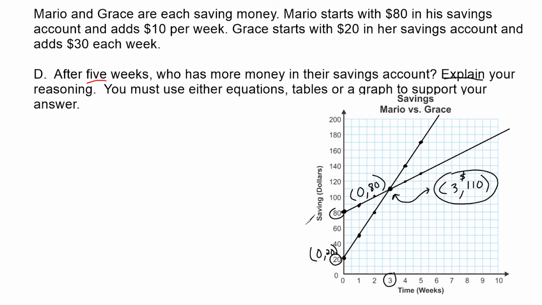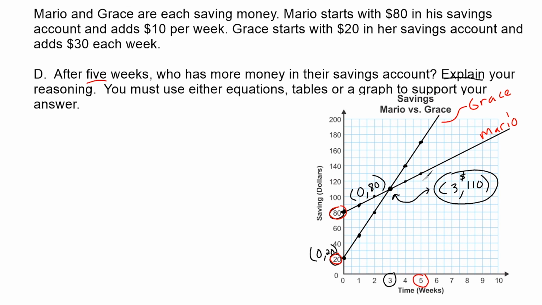All right, to compare to see who has more money using the graph after 5 weeks, the first thing we have to do is make sure we know what line represents which individual. And this line right here represents Mario. So let me just label this line Mario. And this line right here represents Grace. Because remember, Grace started with $20 in her account at 0 weeks, and Mario started with $80 at 0 weeks in his account.